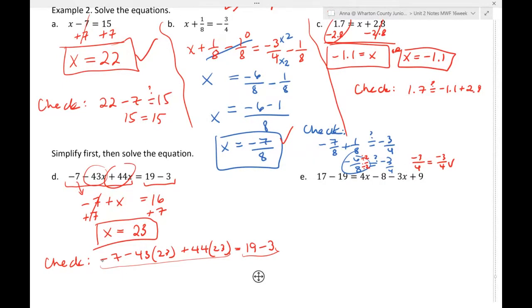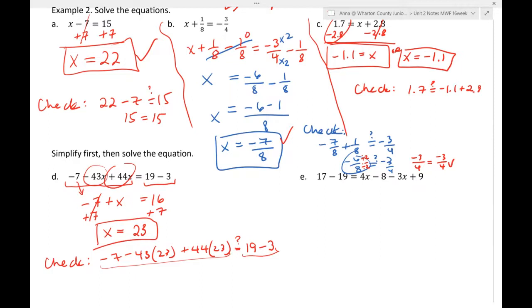So you would evaluate negative 7 minus 43 times 23 plus 44 times 23. And then you'll check, is that equal to 19 minus 3? And so you would do the 19 minus 3 as well. Okay, and verify that you get the same thing on both sides. You should go ahead and pause and then try E on your own, and then I will just provide the answer for you so that you can check with that.